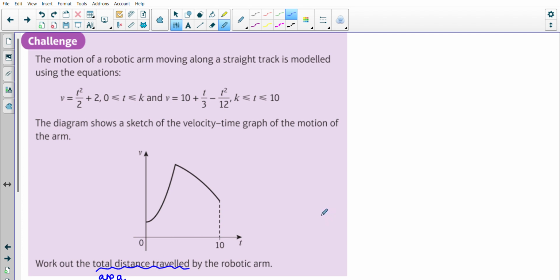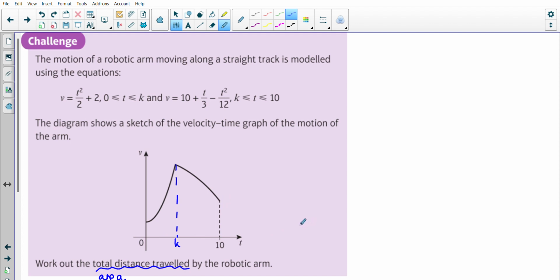Now, why have we got two equations? Well, it's because we've got this weird looking shape for the velocity time graph. So actually this part is the first equation, and then the second part is the second equation. So I know that this one is going between 0 and that point there. That must be k. And the other one is going from k to 10, all for t.